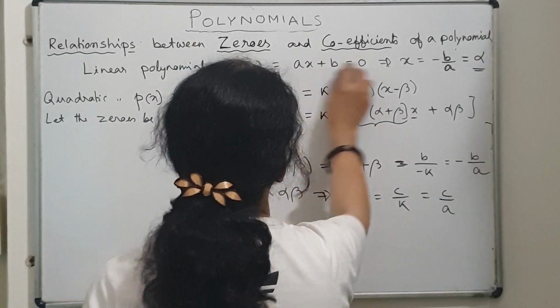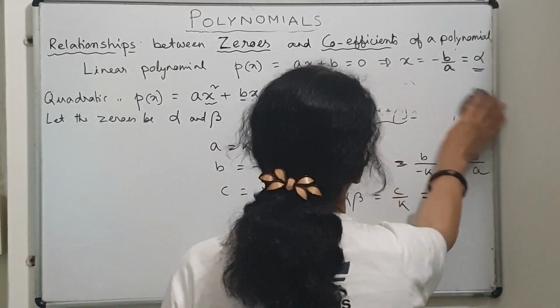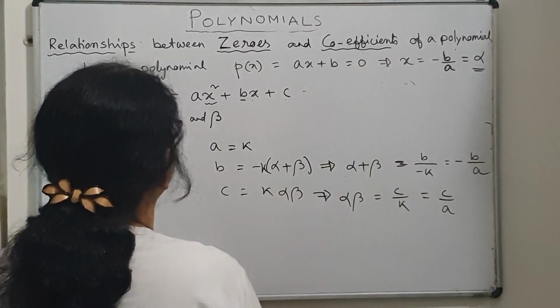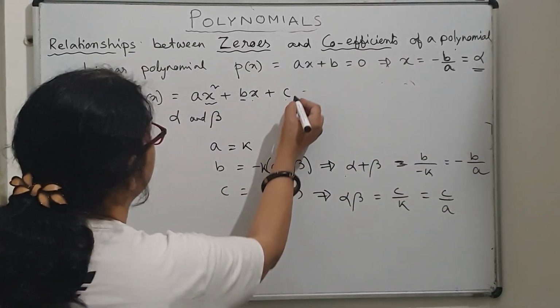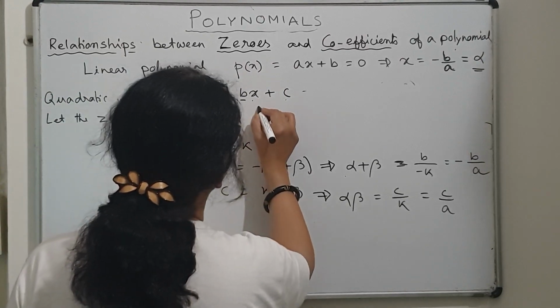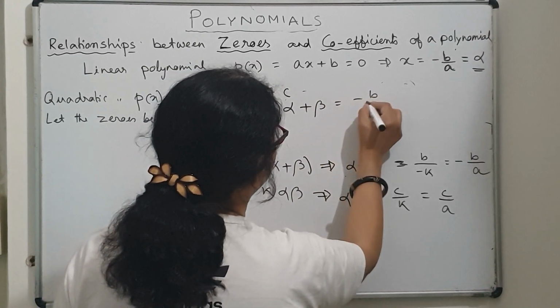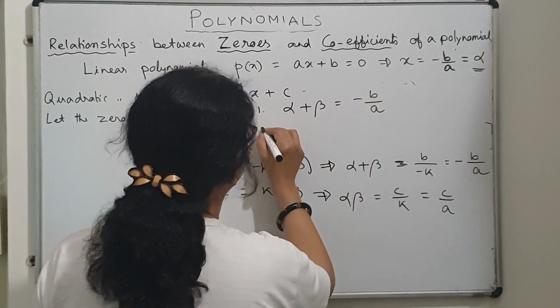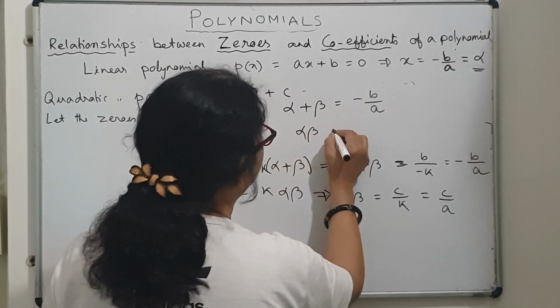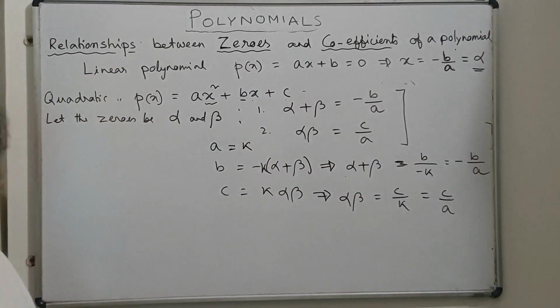So for linear, there is only one zero, that is minus b by a. And then for quadratic, I am getting two relationships. First one is sum of the zeros is minus b upon a, and second relation, alpha beta, product of the zeros is c upon a. So I got this for the quadratic.